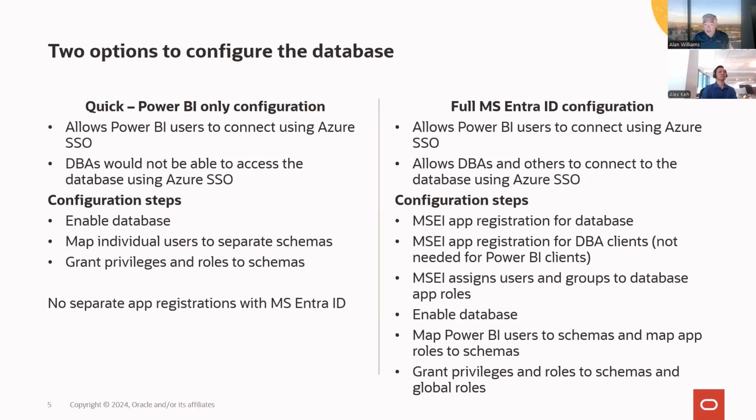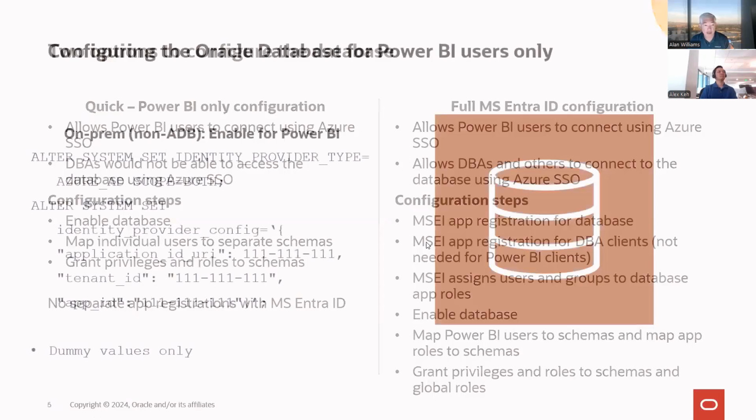You enable the database. You map the users, like Power BI users still get mapped to schemas, and then you map app roles to schemas for shared schemas, so you can manage DBAs and other users using group app roles. And then you grant privileges and roles to schemas in the global roles. So a little bit more complex, but you get a lot more capability out of it. So you have two options here. What we're going to focus on today is the Power BI configuration, because that's what we just released.